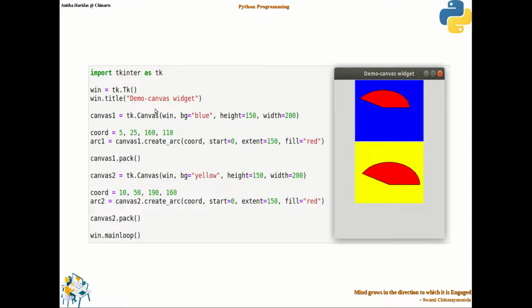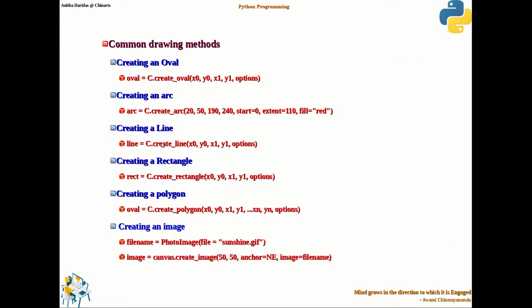Then you can observe here, this is a very good example for showing how arcs can be drawn on the canvas. As usual, I create a window with a title, and I am going to create a canvas. I create a canvas by specifying the background color, and the height and width of the canvas. After creating the canvas, I specify some coordinates, because if you want to create an arc, you have to specify the coordinates first, right?